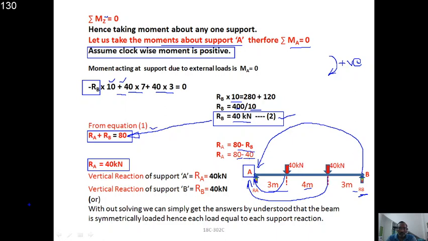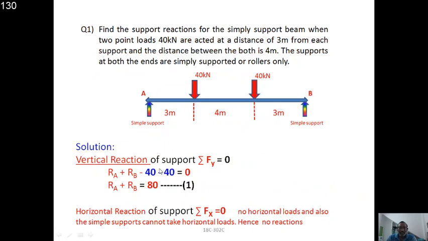So now I am giving some shortcut to get the value for the reactions. Observe the figure. The 40 kilonewton from A is at 3 meters. The 40 kilonewton from B is also at 3 meters. So it is symmetric. If I draw an axis at 4 by 2, that is 2 plus 2 plus 3, 5 meters, then both the parts will look symmetric.